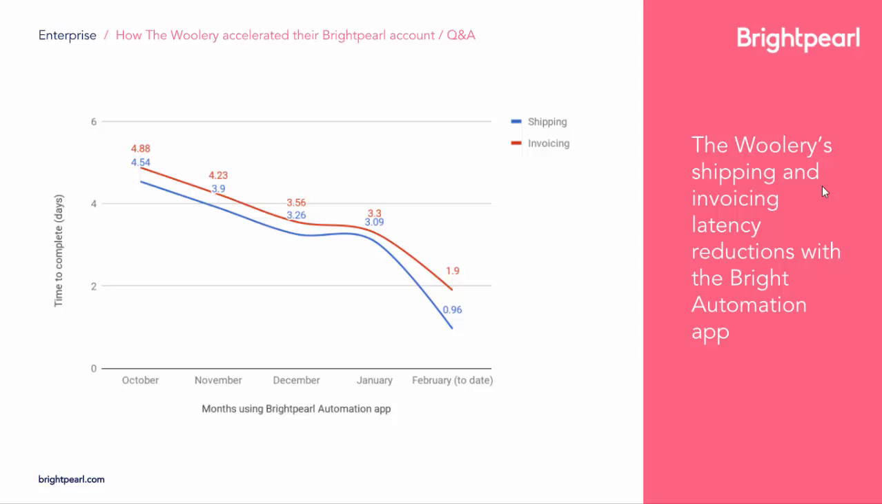Here's just one example of how Brightpearl Automation helps a business improve its service and efficiency. An online retailer, selling thousands of orders per day, slashed their average shipping time from over 4 days to less than one, and also improved their time to invoice considerably, which means getting cash faster and being able to produce reports sooner.